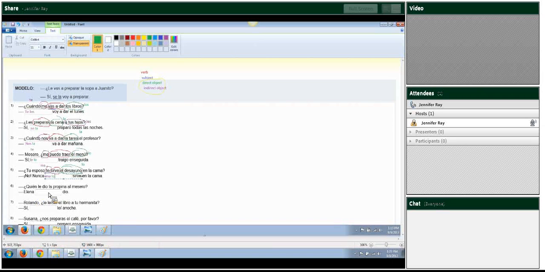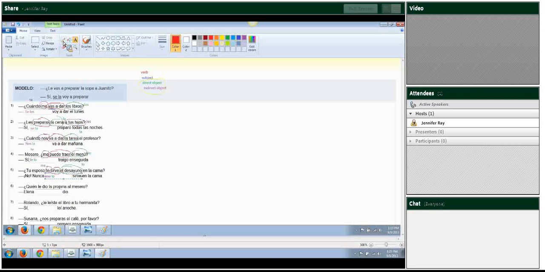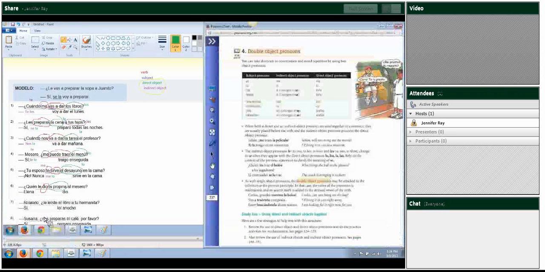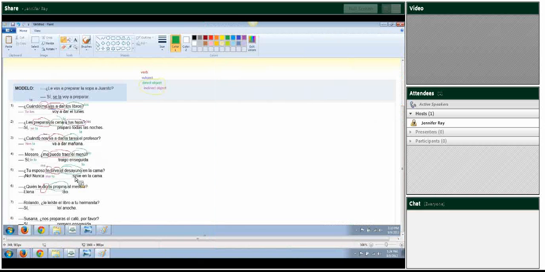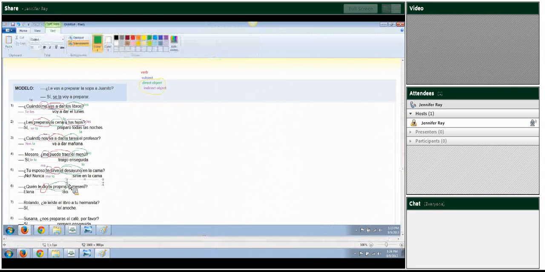"¿Quién le dio la propina al mesero?" So again, this is our verb, dio, which is to give. What was given? The propina. If I want to say who gave it to the waiter, then the "it" we're looking for is "la." So propina would become "la." It's saying who gave the waiter the tip. You're going to say Elena gave it to him. So it's going to stay the same.